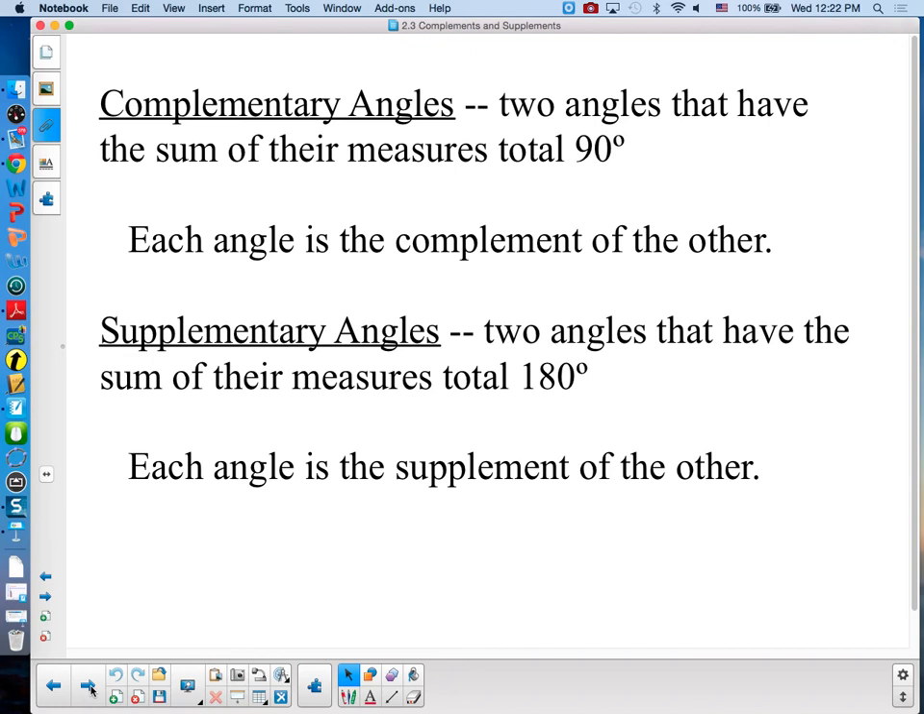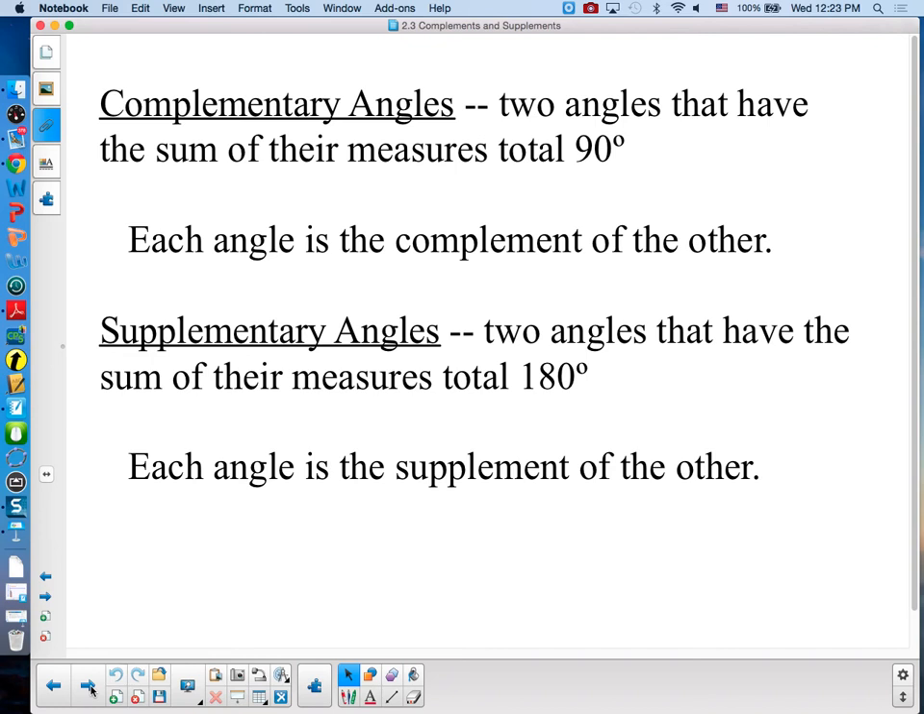Supplementary angles are two angles that have a sum of their measures totaling 180 degrees. Instead of 90, they add up to 180. And it's two angles. Doesn't matter what a picture looks like, and you don't even need a picture. You just need to know the measures.